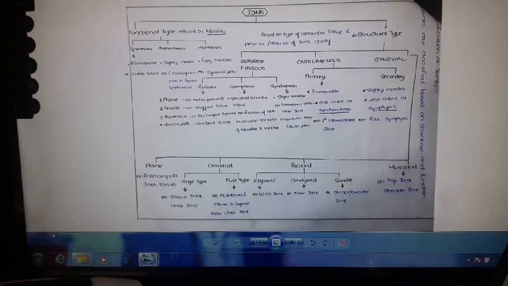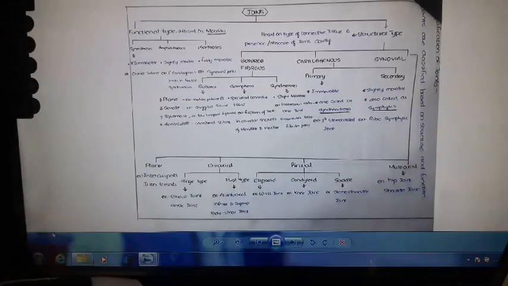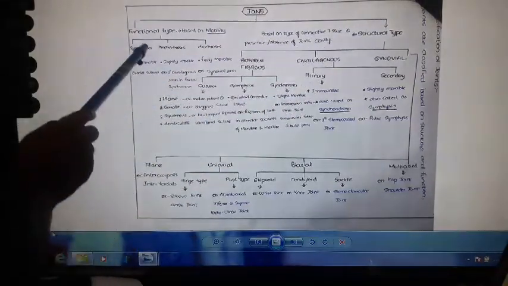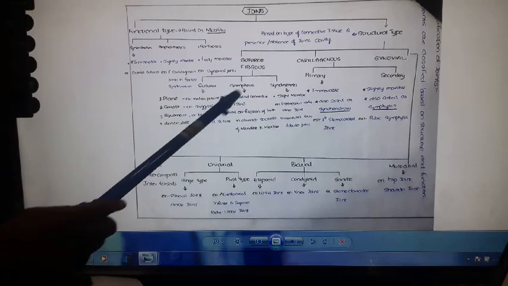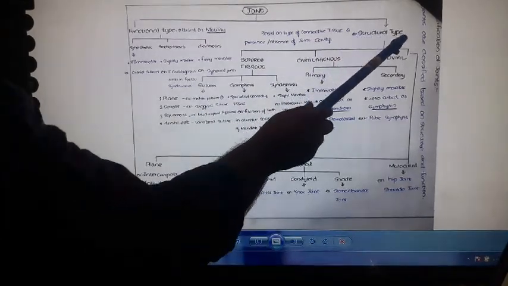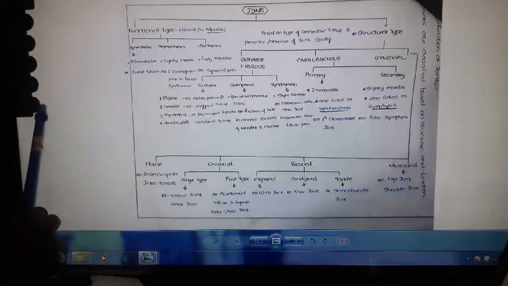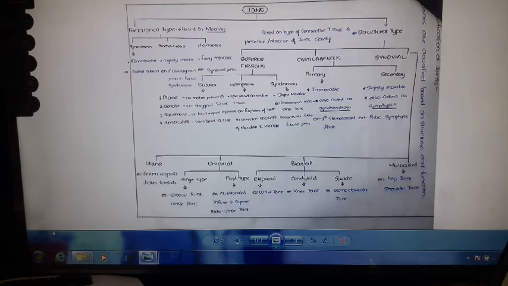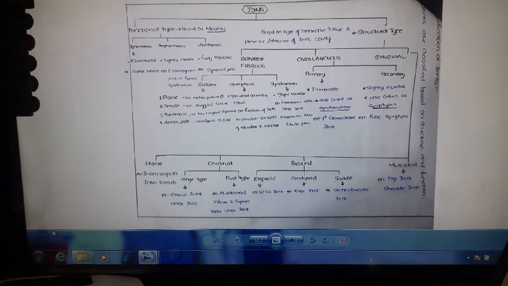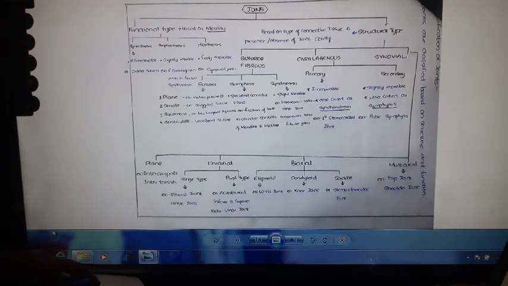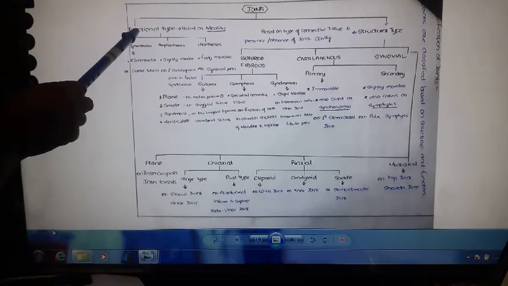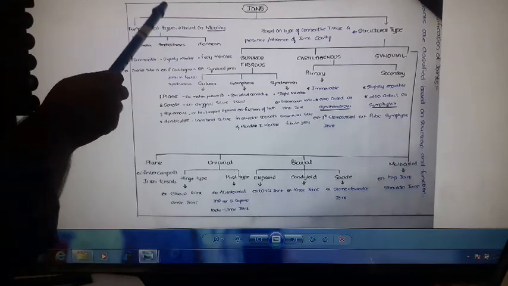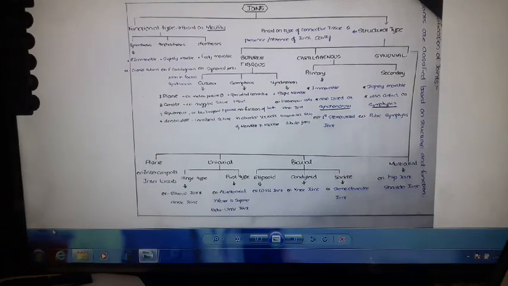See here, this one is a schematic diagram of the classification of joints. Joints are mainly classified into two types. Number one is the functional type. Number two is the structural type. Functional type means these joints produce movement. Function means there is a working, so the joints are involved in the function.